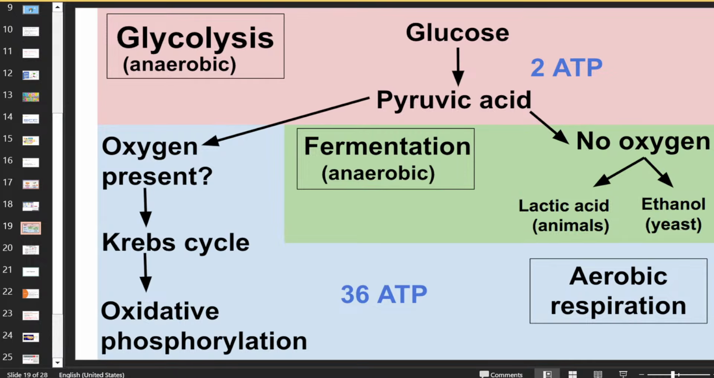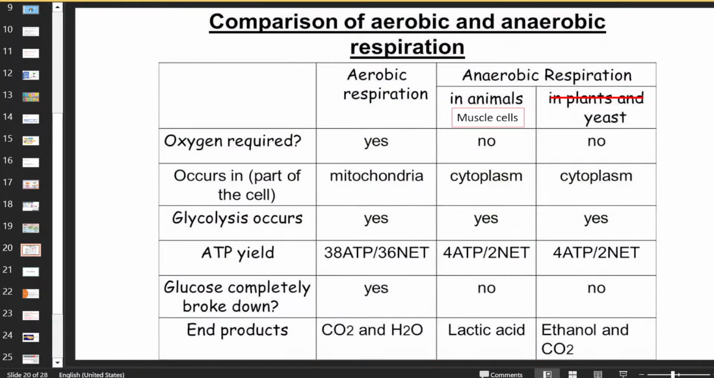So the one that's anaerobic, the one that doesn't need oxygen, is gonna be fermentation, and the one with no oxygen is gonna produce lactic acid, that's for animals, and ethanol, that's yeast. So here's a little photo or graph or bar, whatever you want to know.